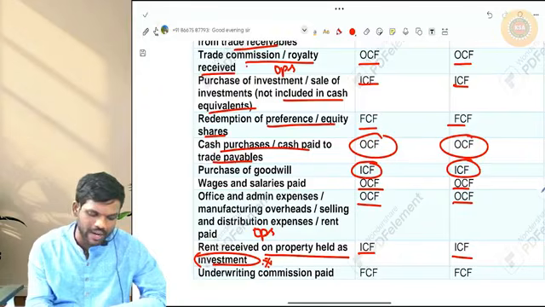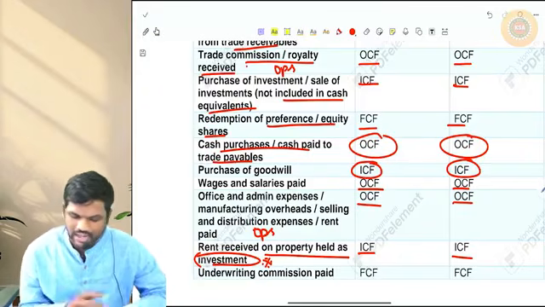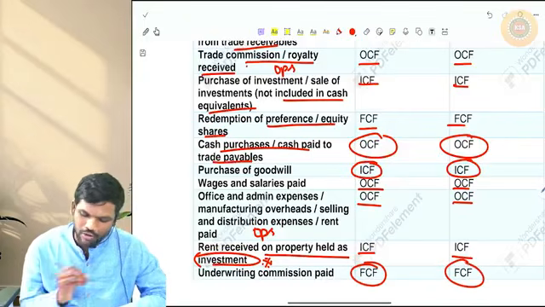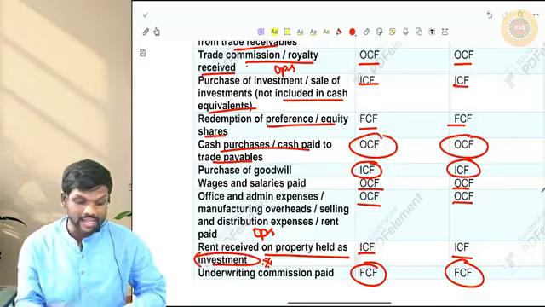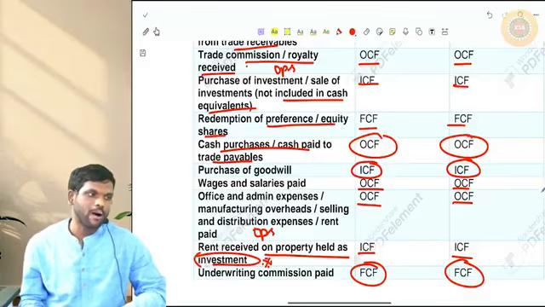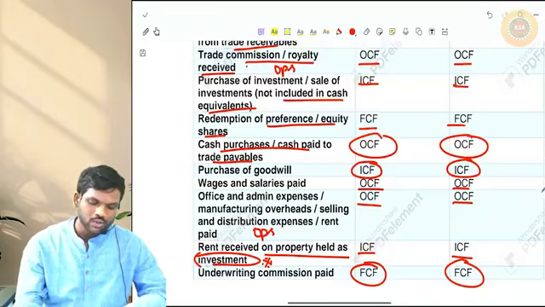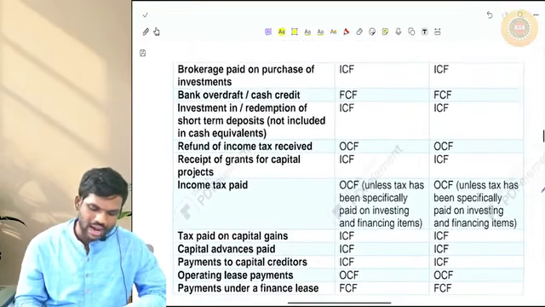Underwriting commission paid: underwriting commission is generally with respect to financing activities, so this should be a part of financing cash flow. Underwriting commission relates to raising of share capital, so raising of share capital will come as a part of financing activity, so this underwriting commission should also come as a part of financing activity.